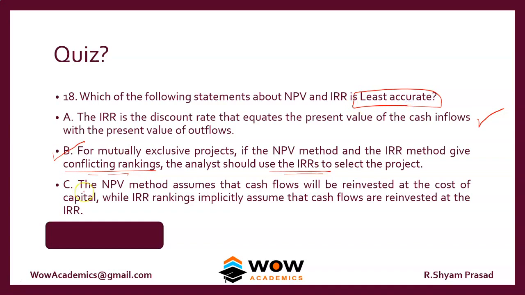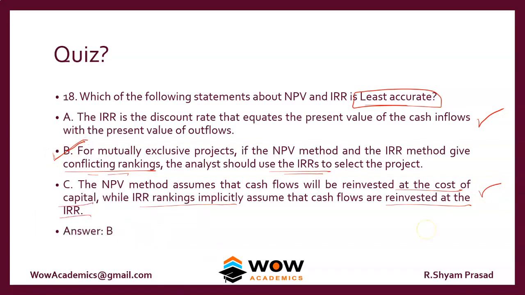See, the NPV method assumes that cash flows will be reinvested at the cost of capital, while the IRR method implicitly assumes that cash flows are reinvested at the IRR. This is a correct one. So this is the false option, so we'll select that one. Answer is B.